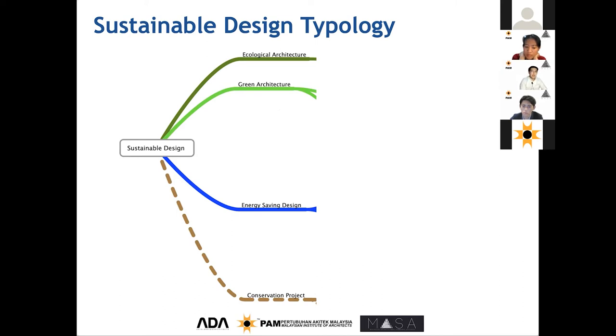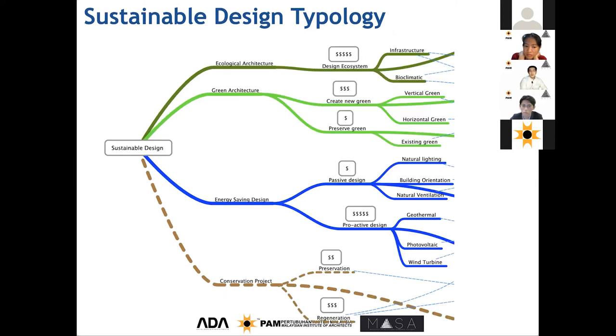Now, ecological architecture is the deep green. Ken Yang last time came up with the words deep green or light green. It means how green you can go for one project, meaning how many resources you need to put into the project. So eco-architecture designs the whole ecosystem. It involves a lot of investment, a lot of capital. And we are looking at infrastructure changes. We're looking to create the bioclimatic.